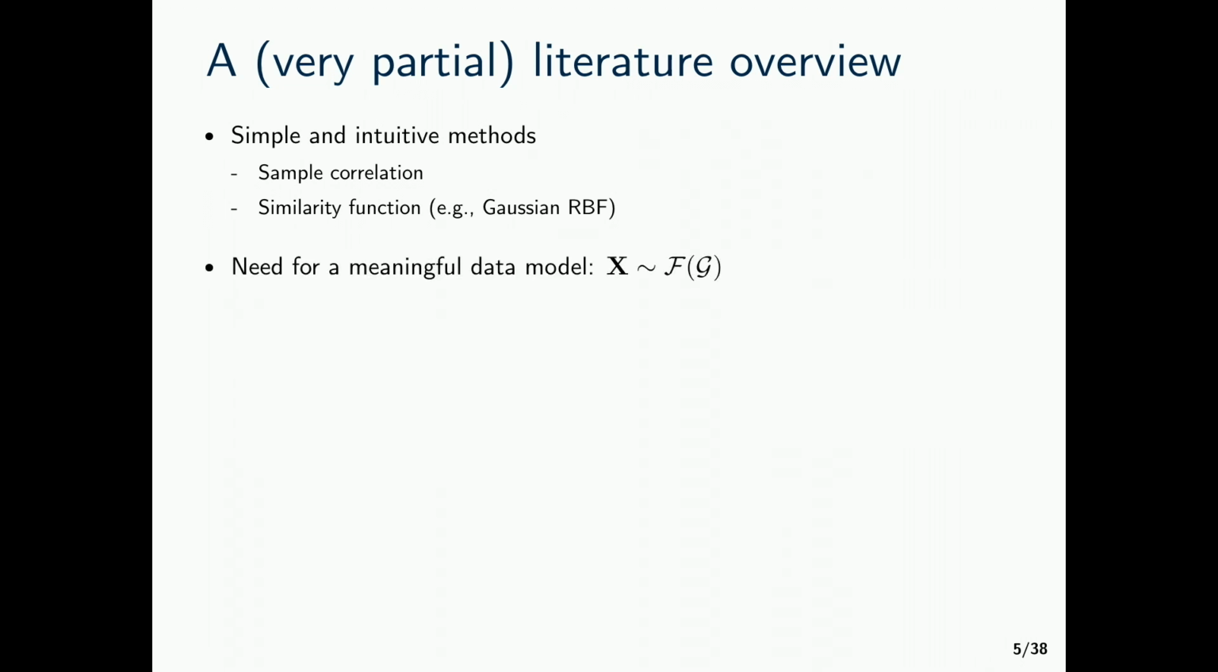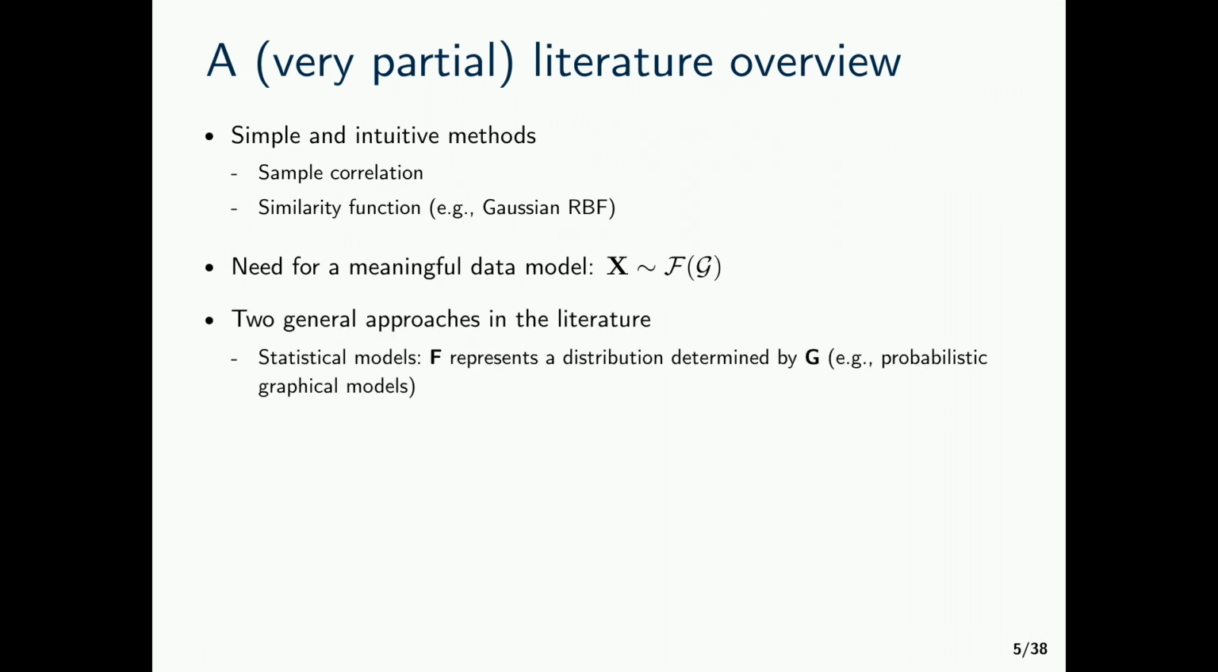What we want instead is usually a meaningful data model that captures a kind of relationship between what we observe as the data matrix X and what we wish to learn as the graph topology, while a model of function f, which is over there. So obviously this is not a new problem, and there exist two main approaches in the literature that can be interpreted using such a data model.